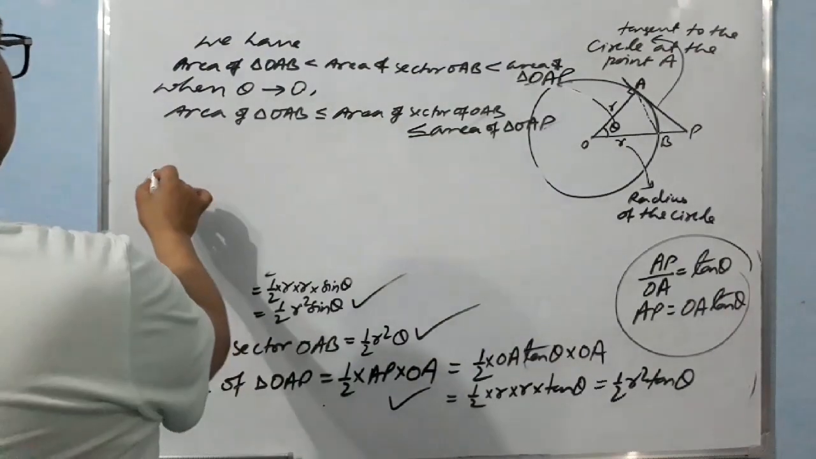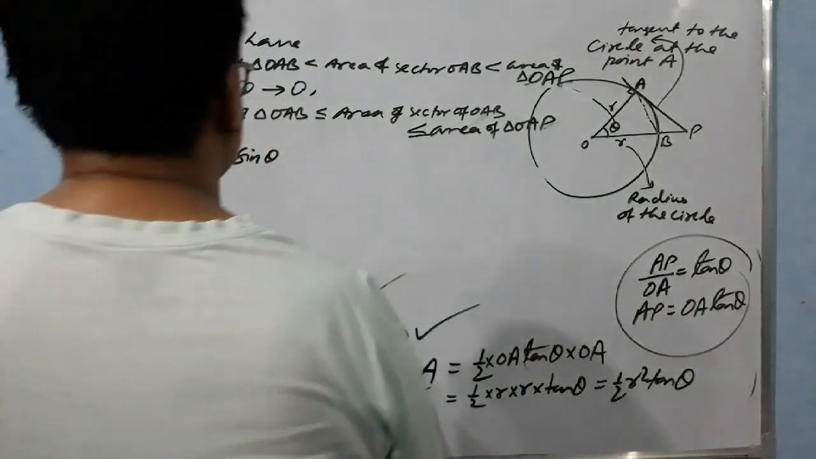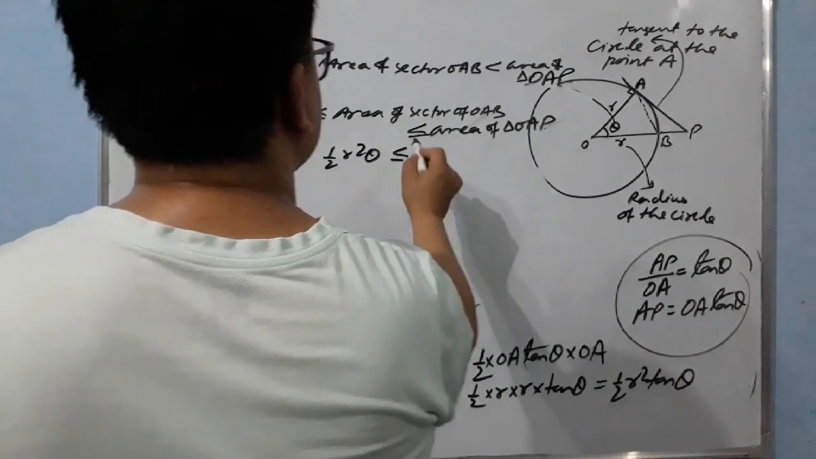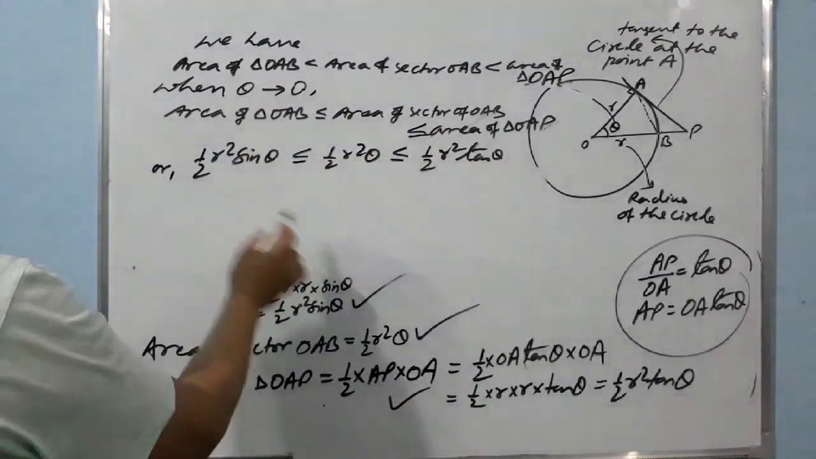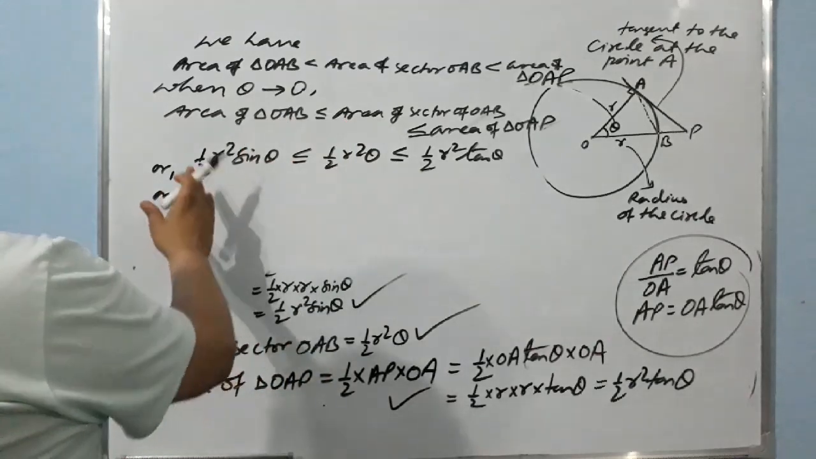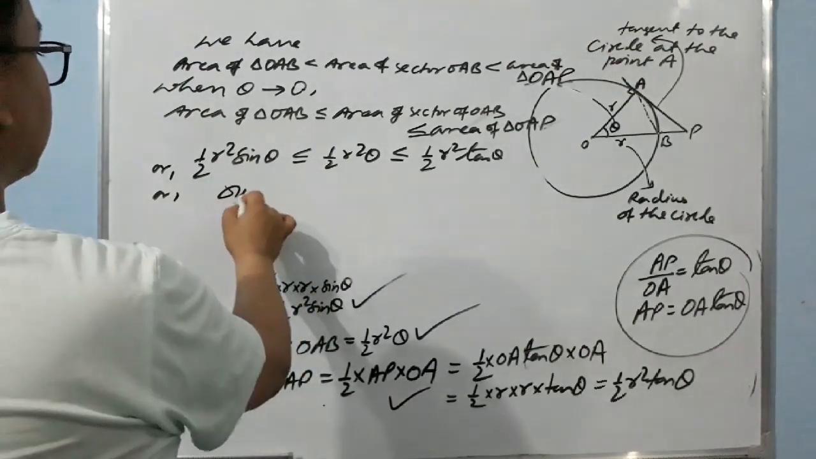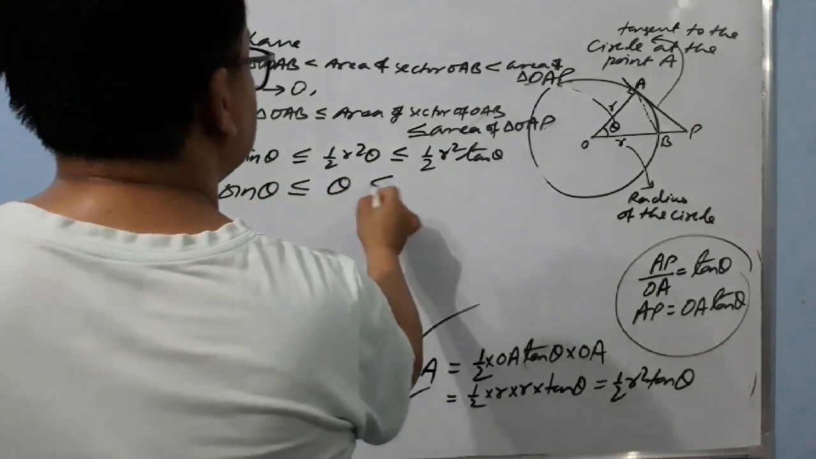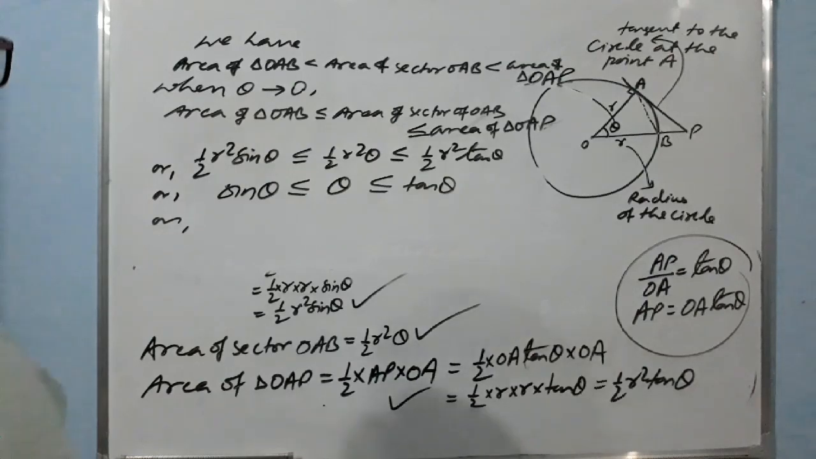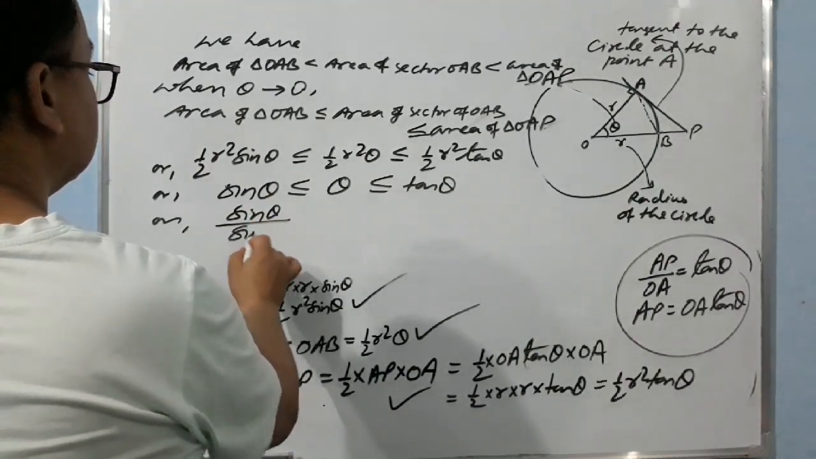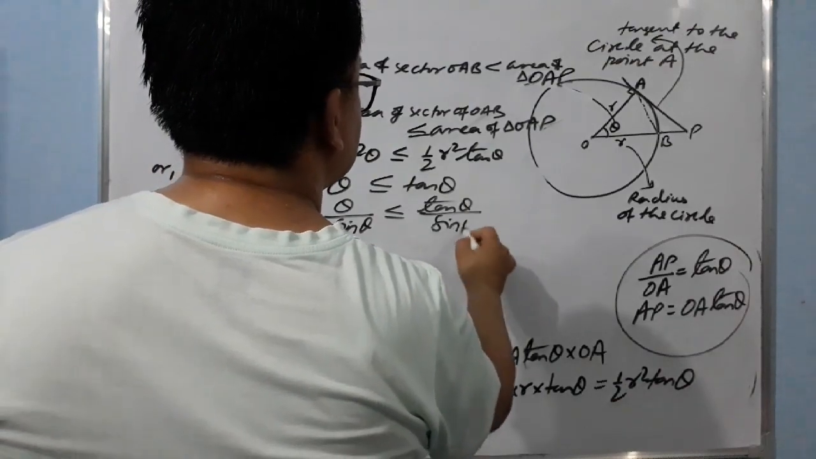So now I'm going to put in the values. Area of triangle OAB is half r square sine theta, less than or equal to half r square theta, less than or equal to half r square tan theta. We have already calculated the area for all these diagrams. Now let's simplify: half r square will cancel from each term. We will have sine theta less than or equal to theta less than or equal to tan theta. Now let's divide each and every term by sine theta. It's going to be sine theta upon sine theta, less than or equal to theta upon sine theta, less than or equal to tan theta upon sine theta.